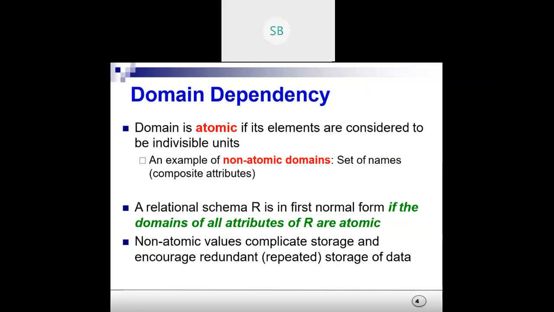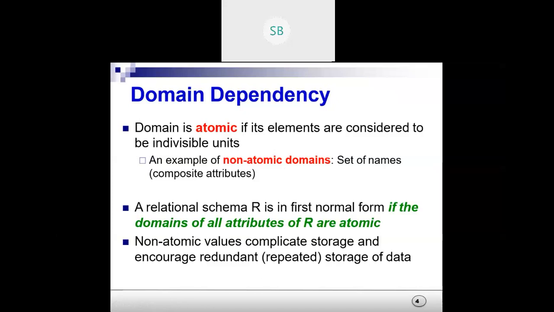So here is an example of non-atomic domains. We have the composite attributes, which we have studied. I just gave you the example of names: in names you have first name, last name, and middle name also. If you want to take the atomic value, the first name, you cannot divide it further. So that is the atomic one.